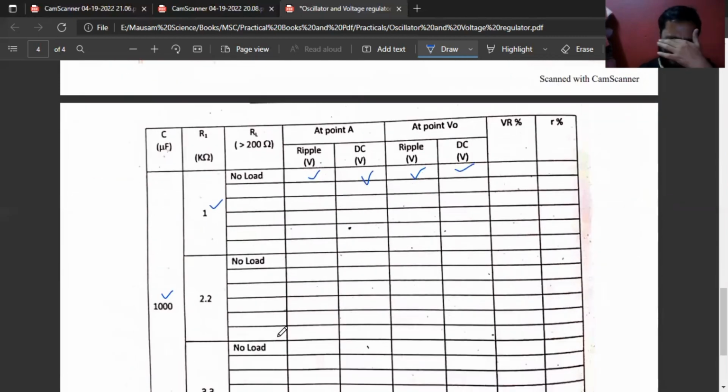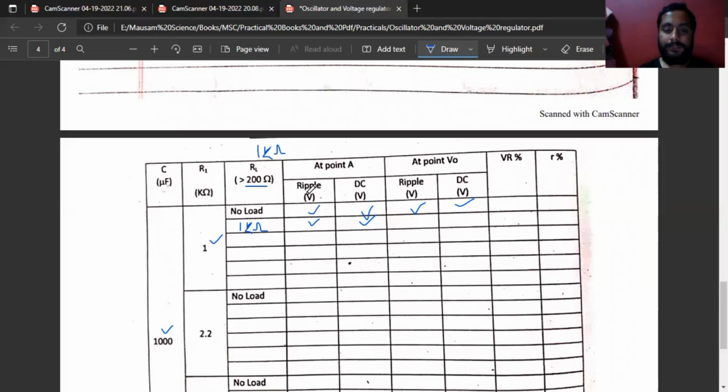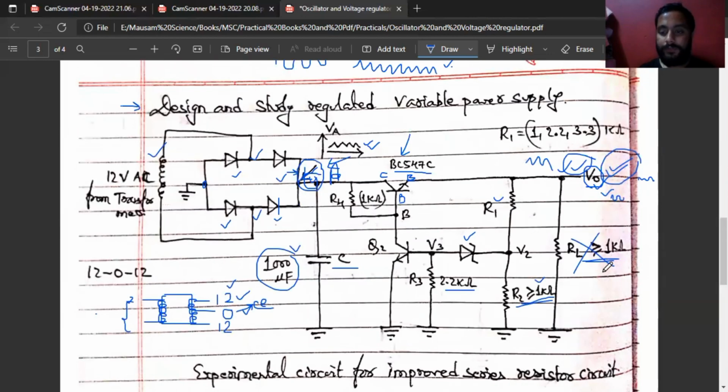Now, another, we need to keep the value of RL greater than 200 ohm, but we'll keep it greater than 1 kilo ohm. Now we'll keep here 1 kilo ohm value. And we'll check the ripple voltage again at point A, two types of voltage, DC voltage and ripple voltage. If we keep the load resistance of 1 kilo ohm, because I already told that this resistance will be more than 1 kilo ohm, whatever is mentioned on that table, we need to keep it more than 1 kilo ohm.